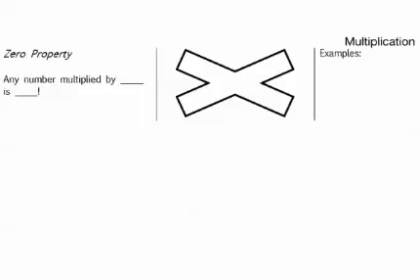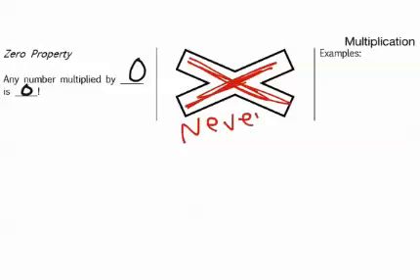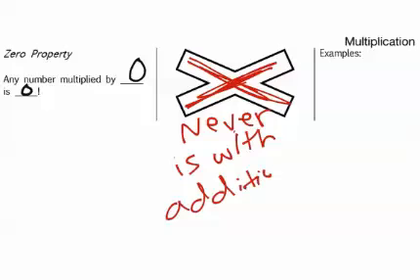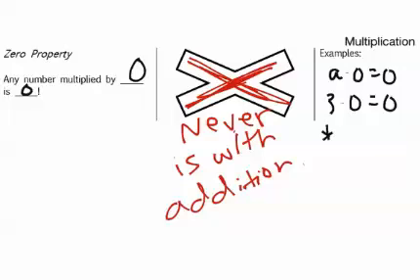All right, the 0 property. This is the big one. Any number multiplied by 0 is 0. But look at this big X. This is a big reminder that this never is with addition. Never, ever, ever. Okay? Some examples for multiplication. A times 0 is 0. Any number times 0 is always 0. Okay, and then think of one example on your own there.